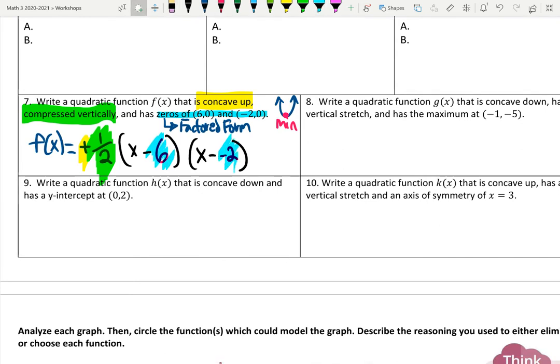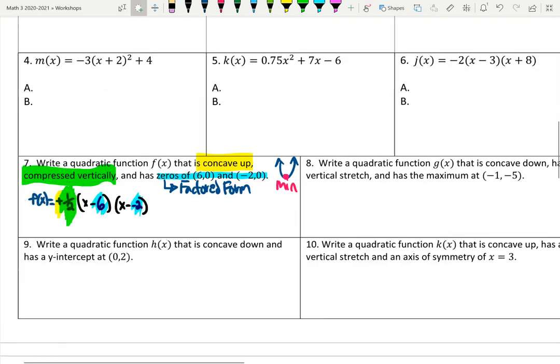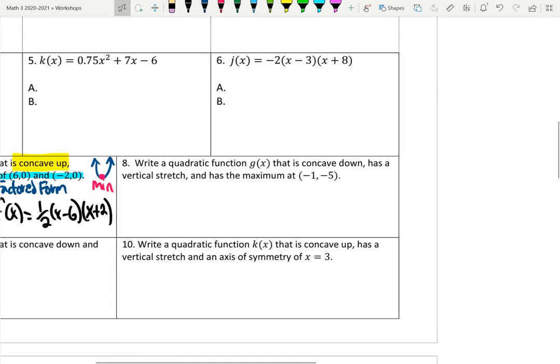Now, all I would do is simply clean this up and rewrite the x minus negative 2 into regular form. Well, it will be positive. I can also omit the positive sign in the front. And voila, I have a quadratic formula with the zeros. I just do a quick check. Is 6 minus 6 0? Yes. Is negative 2 plus 2 0? Absolutely. All right, battle ready.